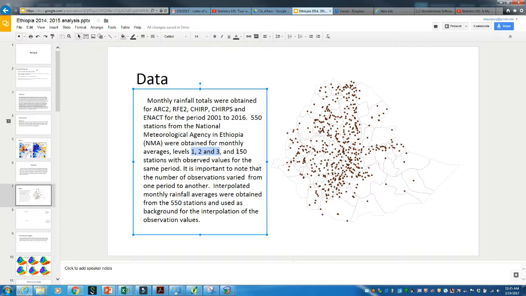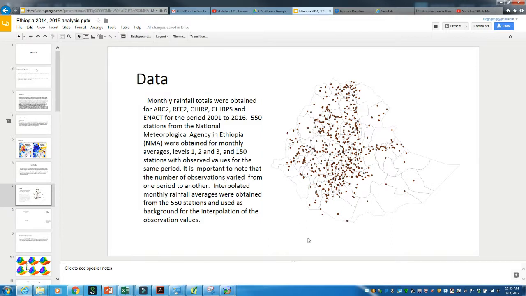Then NMA provided 150 stations with actual observations from 1981 to 2015. Again, not every month has 150 stations. Some months have 9 stations or so. The density of the stations varies very much in some cases. So that's the station data.